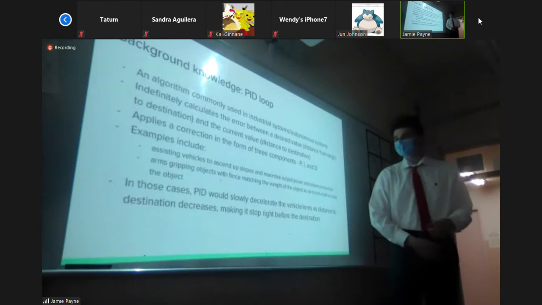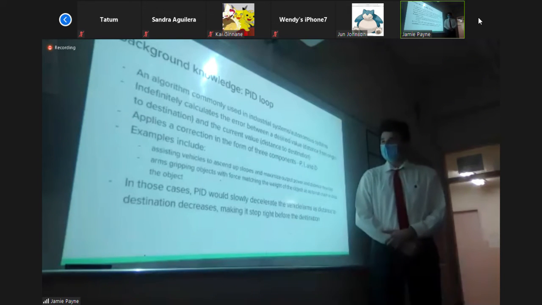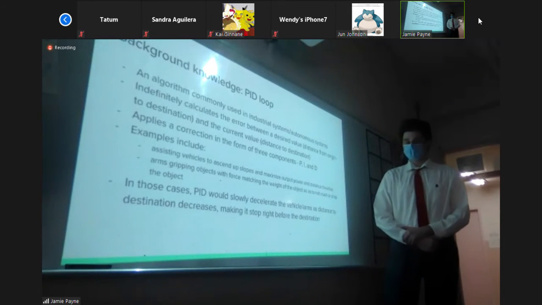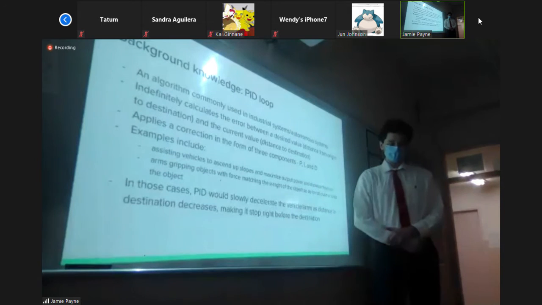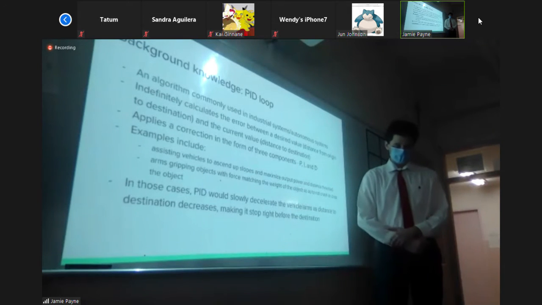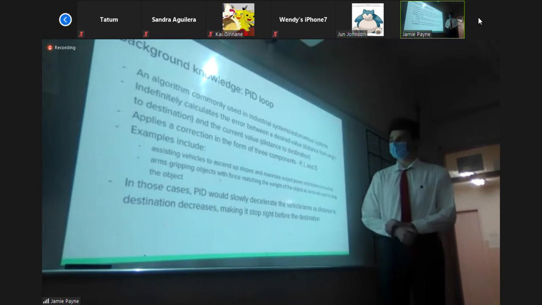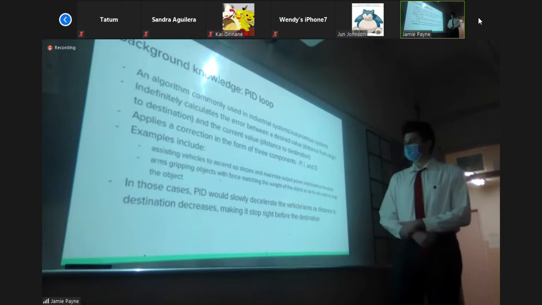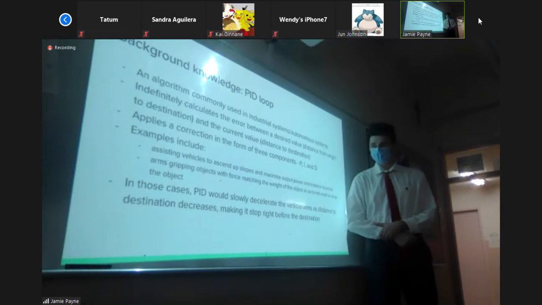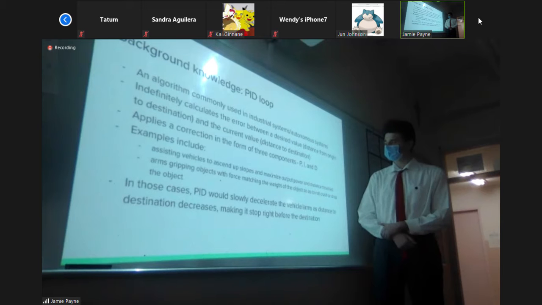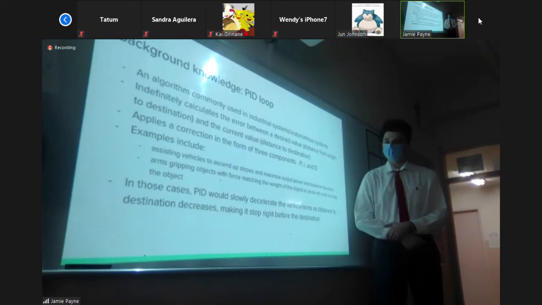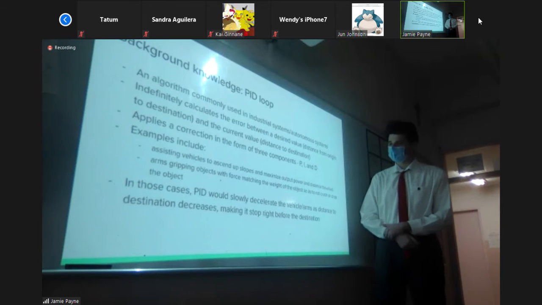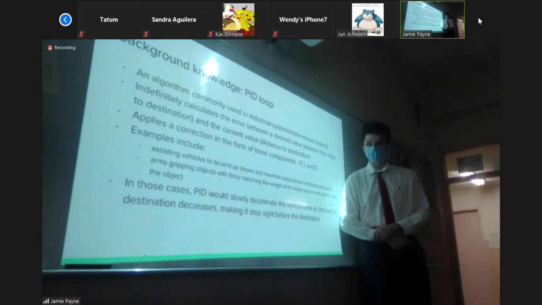So, let's get into some background knowledge, shall we? The PID loop is an algorithm commonly used in industrial systems and autonomous systems. It indefinitely calculates the error between the desired value, the distance from origin to the destination, and the current value, which is the distance to destination. In a sense, the error is a sort of difference which helps us get the proportionate value later on.